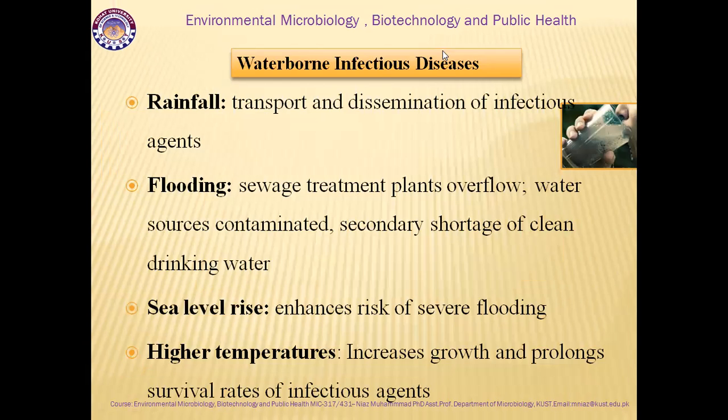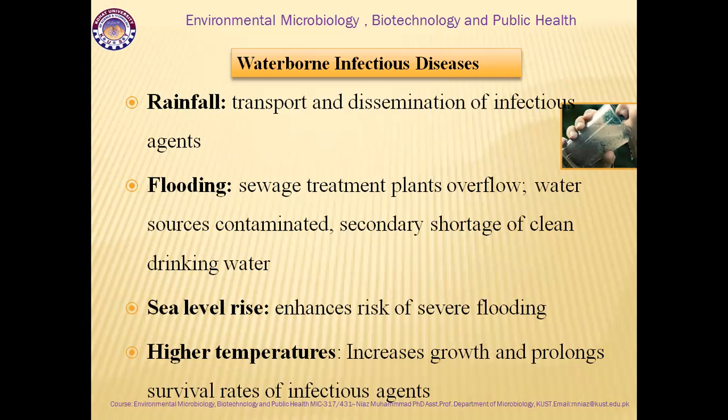So, waterborne infectious disease, if you look over here: rainfall, number one, transports and disseminates infectious agents. When there is rain on the surface of the globe, on mountains, on forests, on agricultural lands, it carries all types of substances from surfaces to water bodies. Okay, it collects all pollutants from the surface of the earth to water bodies.